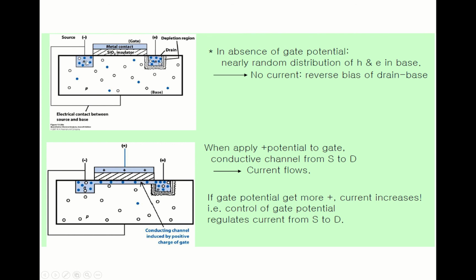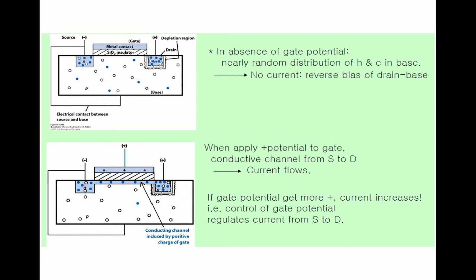This n-type silicon is called the source, and this one is called the drain, and this p-type silicon is called the base, and this metal contact on the silicon dioxide is called the gate. Okay, and how do we operate this semiconductor? So the current between this source and this drain can be controlled by this gate potential. Yeah, do you follow me?